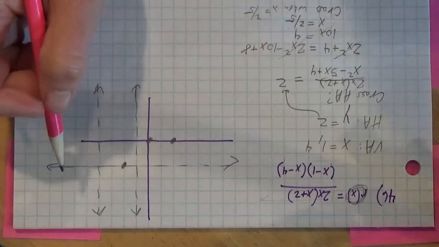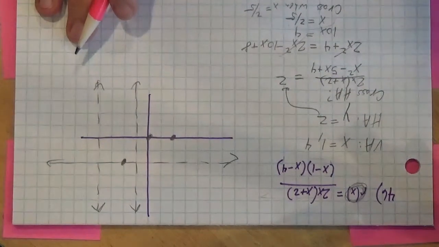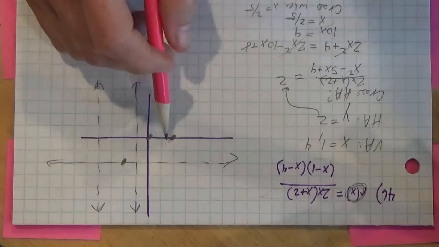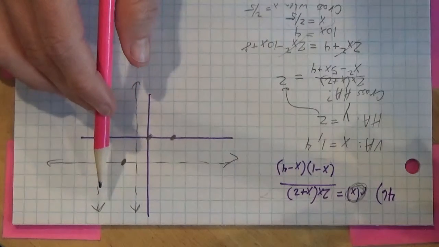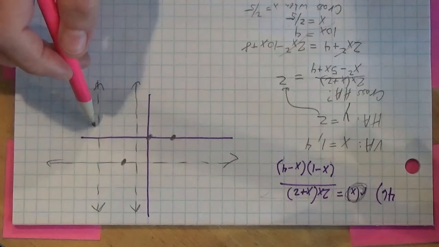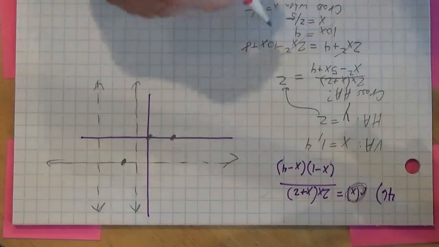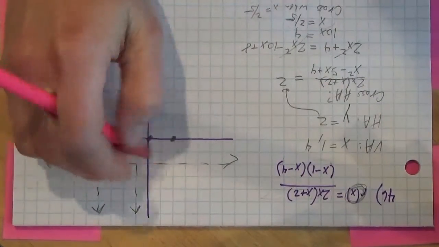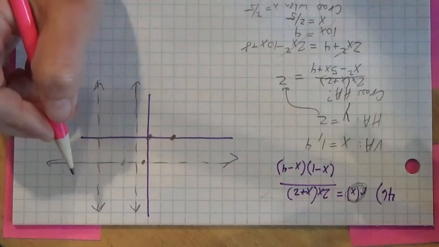Does that make any sense? Yeah. Yeah, I think that's okay. Is that okay? 2, 2, 1, 4, maybe. Oh, x is 2/5, crosses when x is 2/5. Right there. Is that any better?